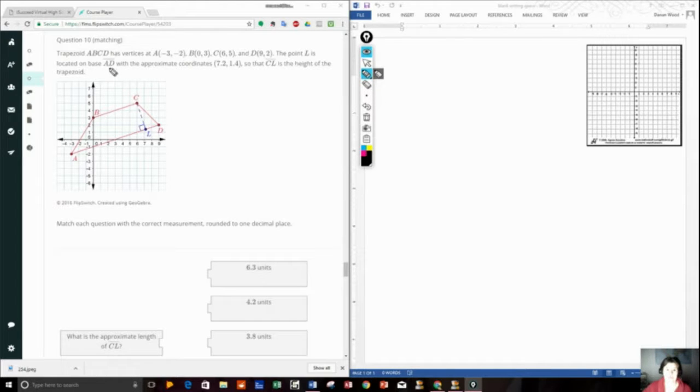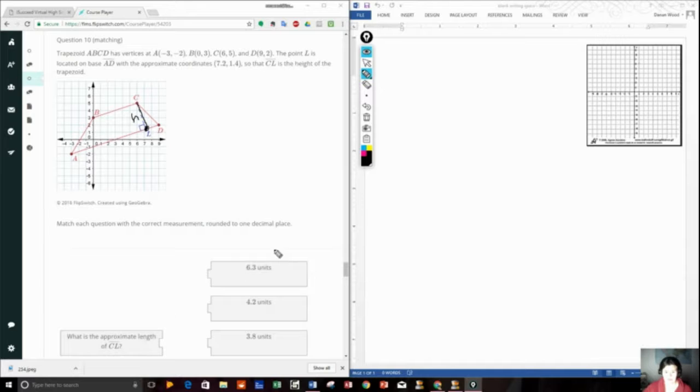Workbook 3, question 10. Trapezoid ABCD has vertices at A (-3, -2), B (0, 3), C (6, 5), and D (9, 2). The point L is located at the base of AD with approximate coordinates of (7.2, 1.4), so that CL is the height of the trapezoid. Okay, so that's important to know. That is our height. We do need to have that. So match each question with the correct measurement rounded to one decimal place.